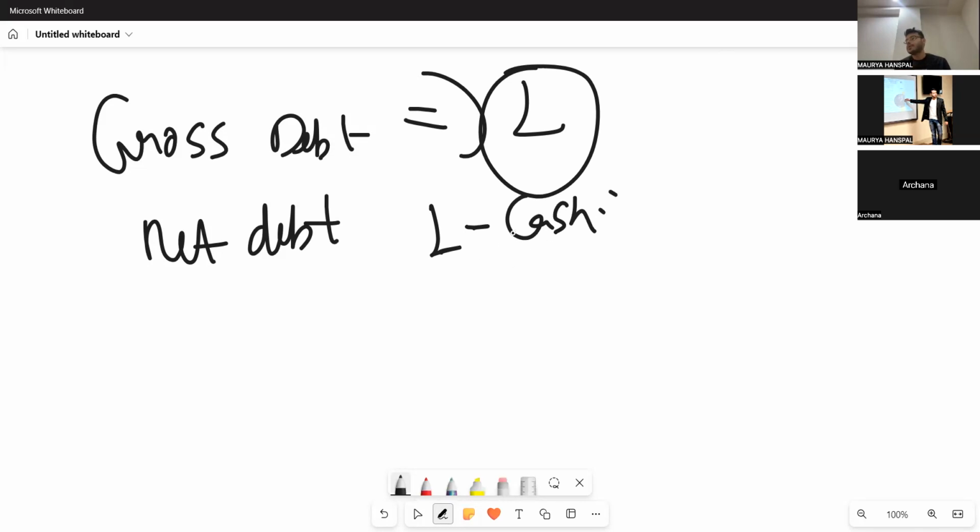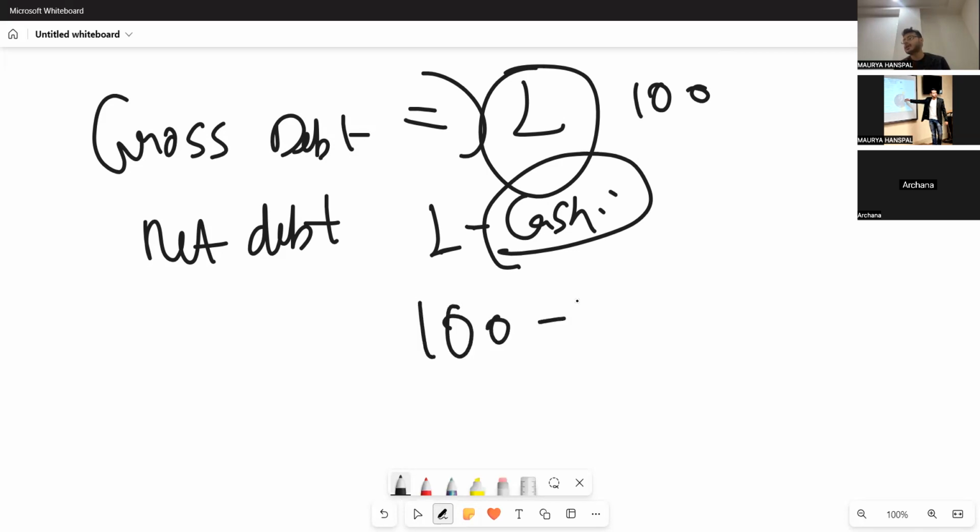Now it can happen that your net debt might be negative because the cash is too high, or the net debt might be a positive number. For example, if the company has 100 crores of liabilities and the cash that the company has is 50, your gross debt is 100 and your net debt is 100 minus 50, that is 50, right? So your cash is nothing but your cash amount in the financial statements of the company.